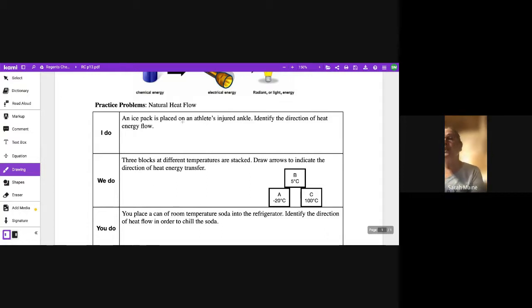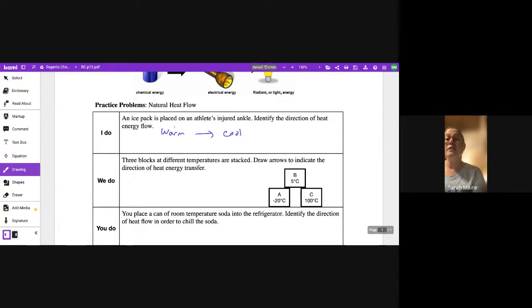Practice problems for the natural heat flow. So the I do. An ice pack is placed on an athlete's injured ankle, and then my job in this question is to identify the direction of the heat energy flow. So first thing I do is I'm going to write myself a reminder is that heat energy, when it flows between two samples, it always flows from the warmer sample to the cooler or colder sample.